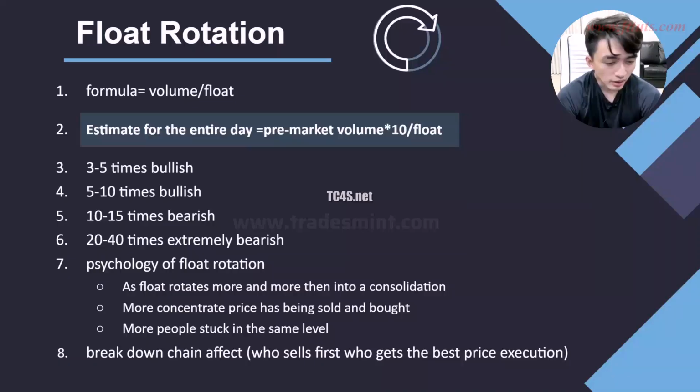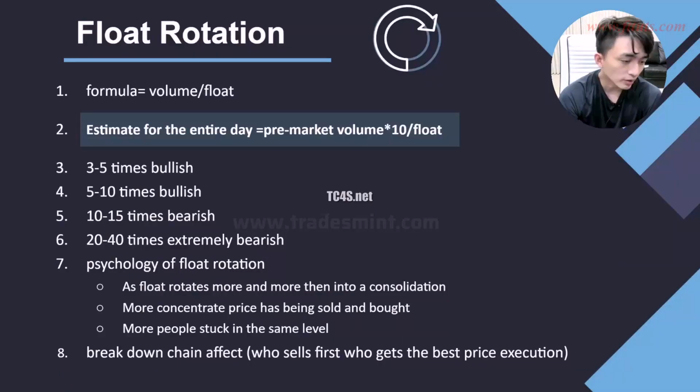Number 7, let's talk about the psychology for the float rotation. Typically, when the float rotates more and more, the stock tends to go into a consolidation. It's because when the stock goes to a certain point, there are a lot of people buying and selling. And statistically, the more times it rotates, the more likely it's going into consolidation. When they form a consolidation, that means more concentrated price is being sold and bought at the same price level. You can also use the general statistics for the stock market: 90% of people go long, 10% go short. That means more people are buying in the consolidation, but the stock is not going up.